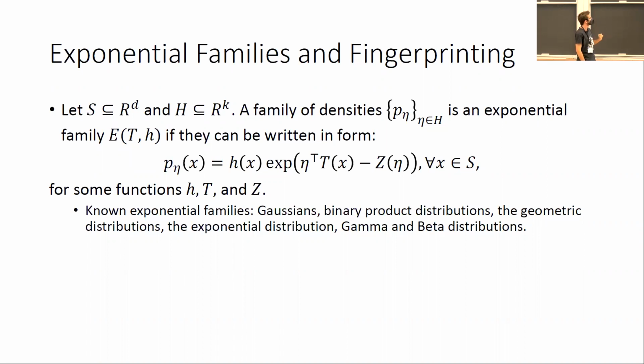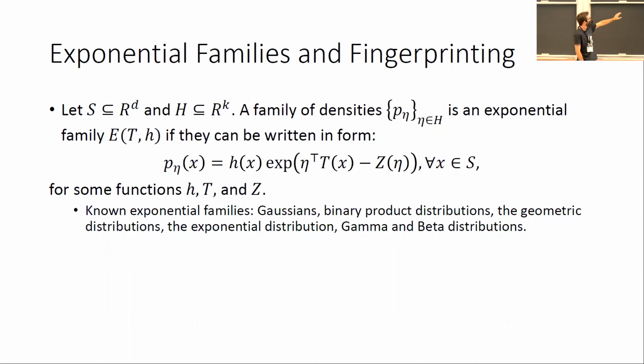So what's an exponential family? The idea is that we have a known subset of R^d, which is the domain of the distribution. And we also have some parameter space, which we assume is a subset of R^k. We say that a family of densities is an exponential family if it can be written in that form, where we have functions h, t, and z, which all have some kind of meaning within that context, but I'm not really going to describe it for the sake of brevity now.